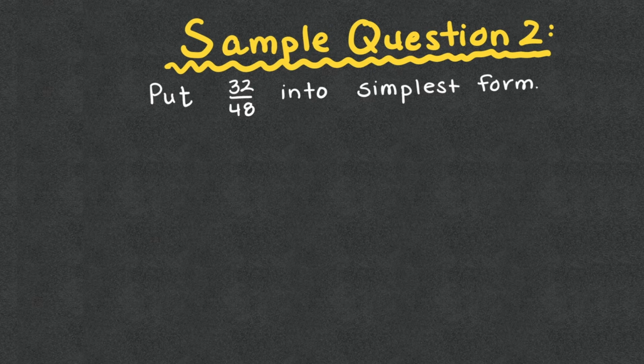Next, we are going to put 32/48 into simplest form, and I'm going to show you another method of setting up your factors called the table method. Why is it called the table method? Because you make a table.